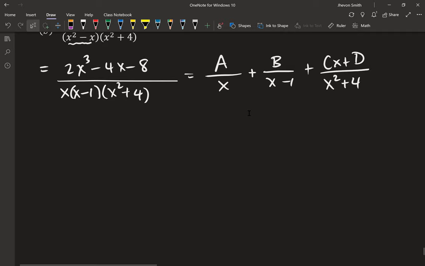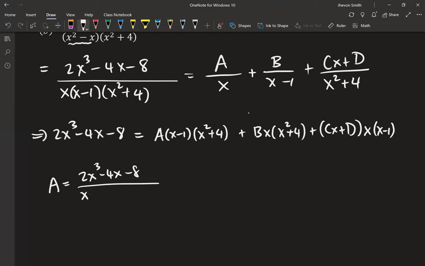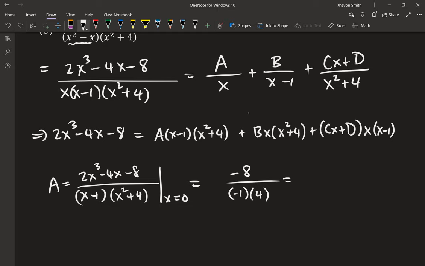Now you want to find the unknowns. So this means that if I take 2x cubed minus 4x minus 8, this is going to be A times x minus 1 times x squared plus 4, plus B times x squared plus 4, plus Cx plus D times x minus 1. Now I can find A by the cover-up method. I do 2x cubed minus 4x minus 8 over x minus 1 times x squared plus 4, and I plug in x equals 0. That is going to give me minus 8 over minus 1 times 4. And so that is going to give me 2.